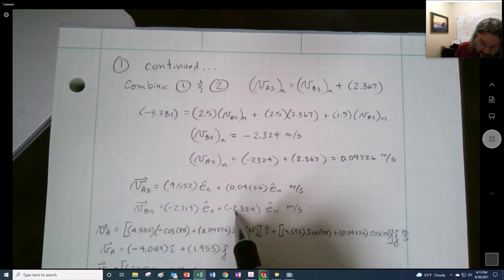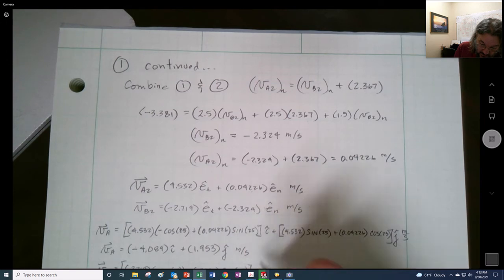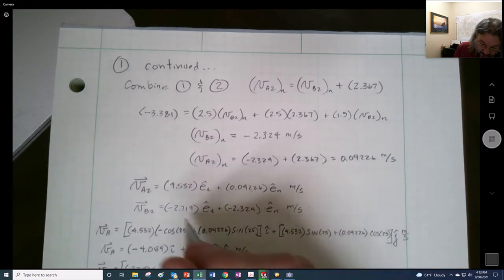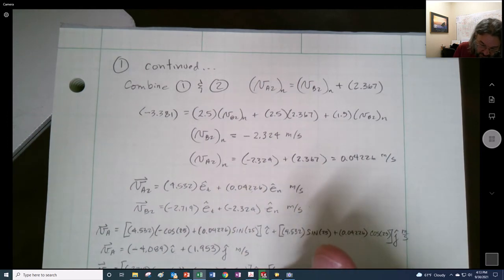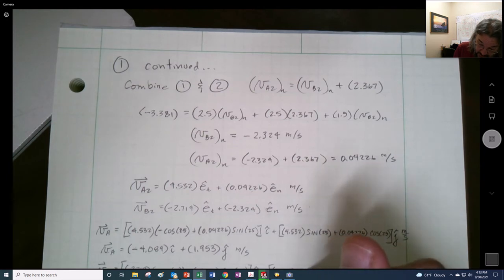It is okay. So I need this negative 2.324 multiplied by the sine of 25. Trying to be thorough, diligent. There's a lot of patience that you need to demonstrate when going through a long problem. And do the sine of 25.